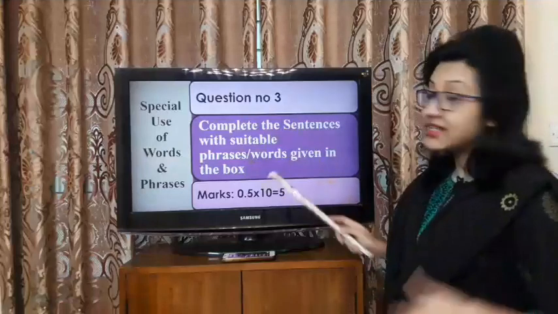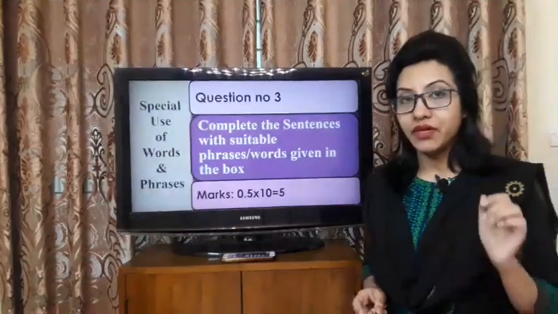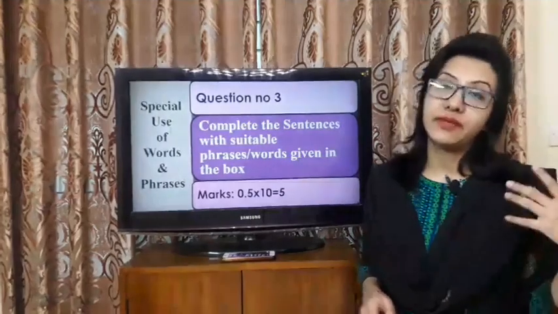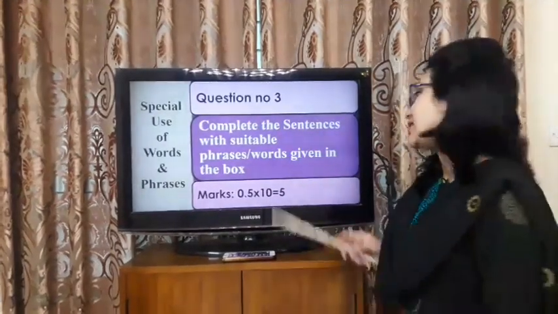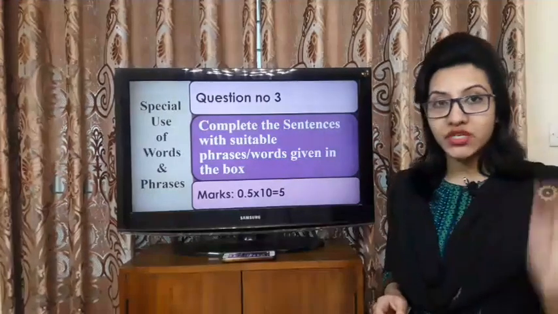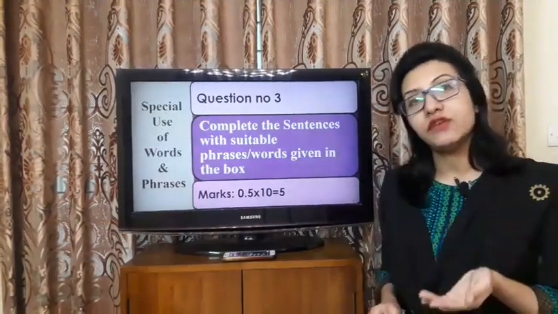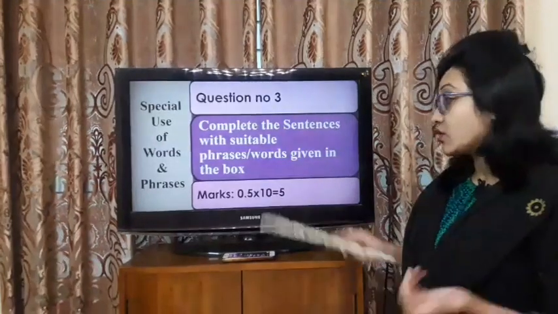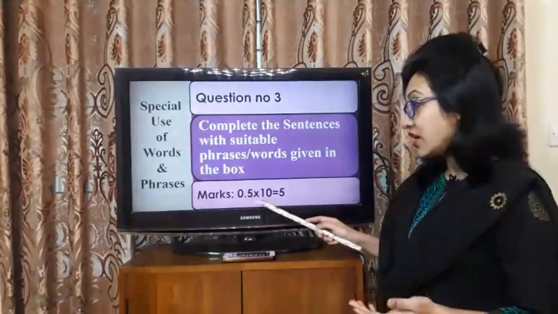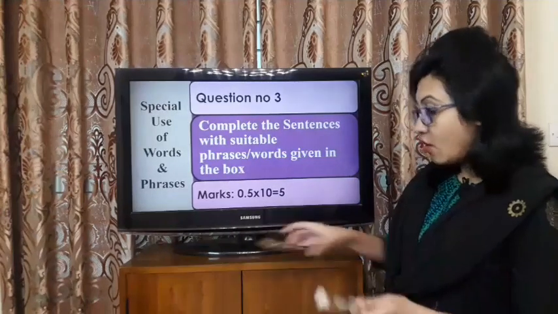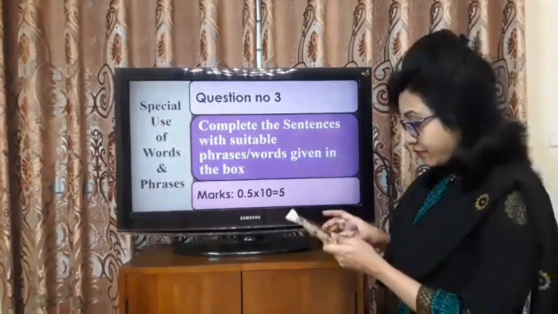That means you have to complete the sentence, and the clues will be given in a box. There can be more clues than questions. For example, if there are 10 questions, there can be 12 clues for that. So from there I will place the suitable, appropriate phrases or words in the correct blanks. What will be the mark? The marks is going to be 5. There will be 10 questions. Each question is going to have 0.5 mark or half mark. So in total, we have 5 marks in here.